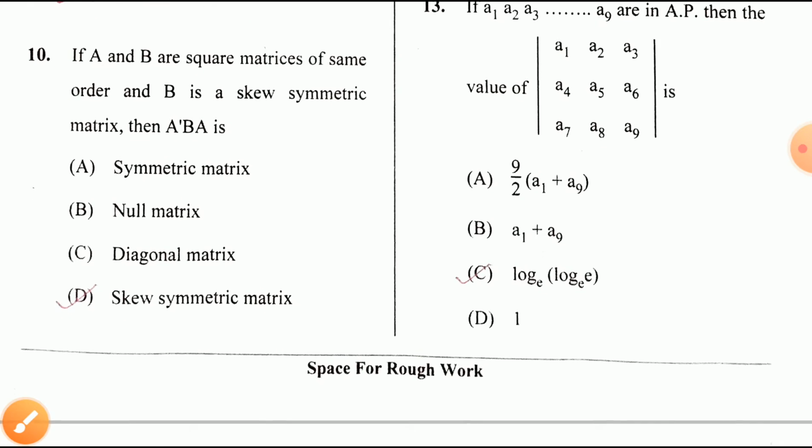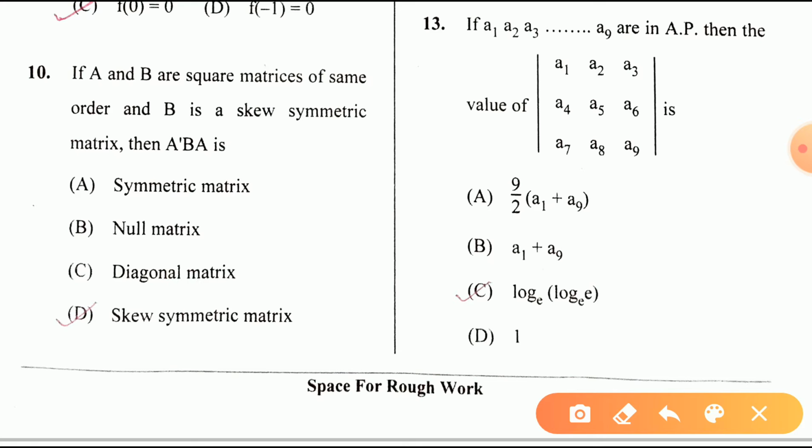Question number 13. If A1, A2, A3, ..., A9 are in AP, arithmetic progression, then this determinant is equal to.